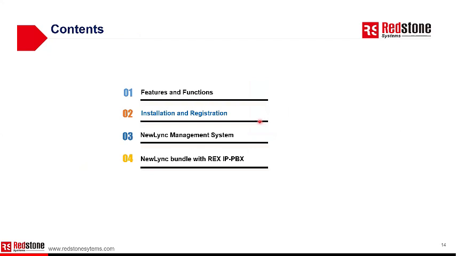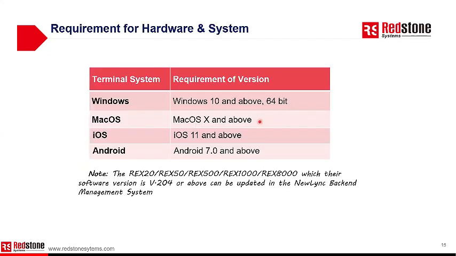Okay, so with regards to installation and registration, this is the minimum hardware requirement: Windows 10 and above, macOS 10 and above, iOS 11 and above, and Android 7.0 and above. And these are the requirements for the software version of our Rex IP-PBX version 204. I think there should be no problem because we keep on updating our devices, and it is expected that those IP-PBX can support these functions.